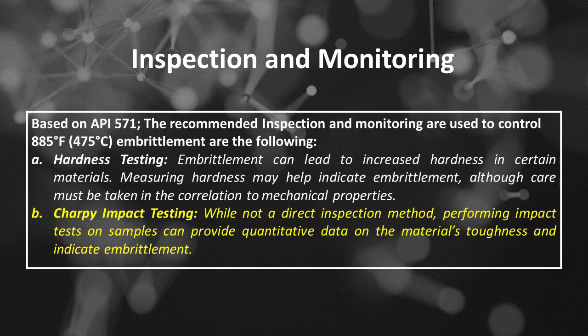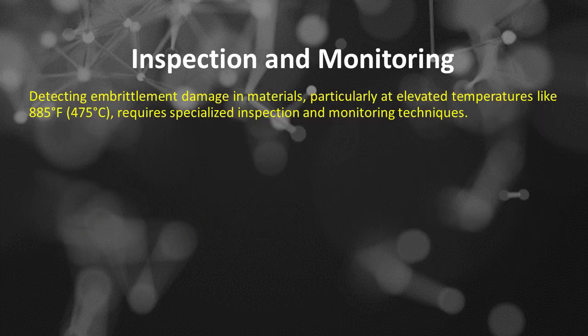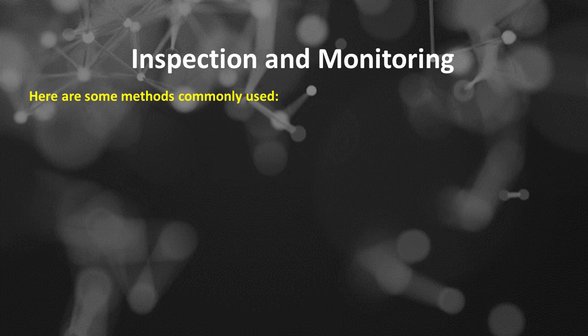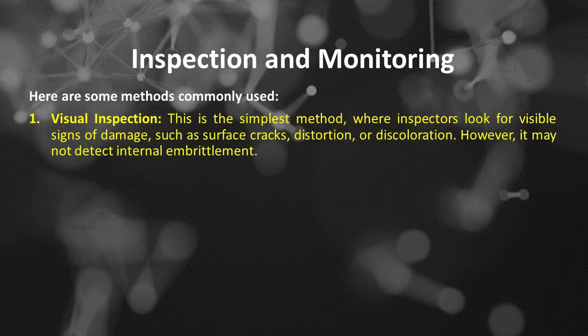The second is Charpy impact testing. While not a direct inspection method, performing impact tests on samples can provide quantitative data on the material's toughness and indicate embrittlement. Detecting embrittlement damage in materials, particularly at elevated temperatures like 885 degrees Fahrenheit, or 475 degrees Celsius, requires specialized inspection and monitoring techniques. Here are some inspection and monitoring methods commonly used. Number 1 is visual inspection.